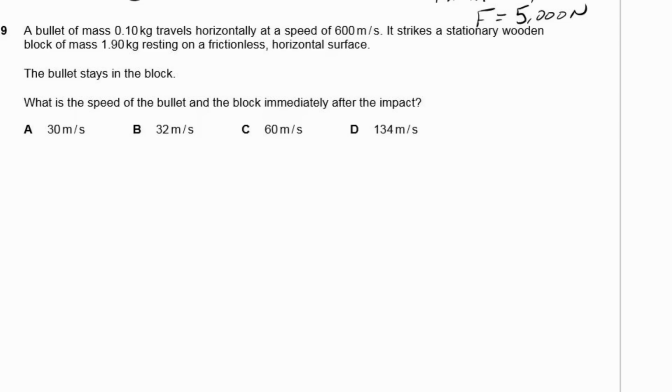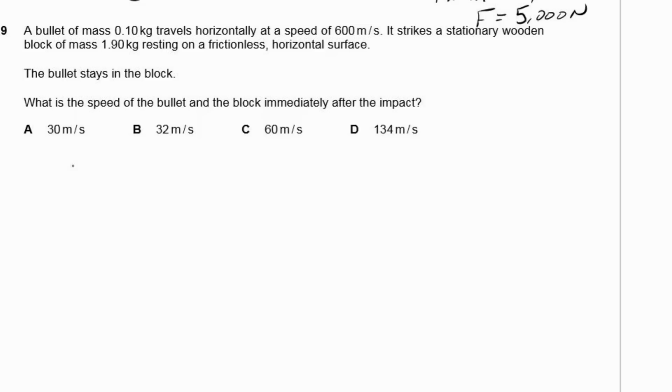Question number 9. A bullet of mass 0.1 kilograms, it's a pretty heavy bullet, travels horizontally at a speed of 600 meters per second. It strikes a stationary wooden block of mass 1.9 kilograms resting on a frictionless horizontal surface. The bullet stays in the block. What is the speed of the bullet in the block immediately after the impact?